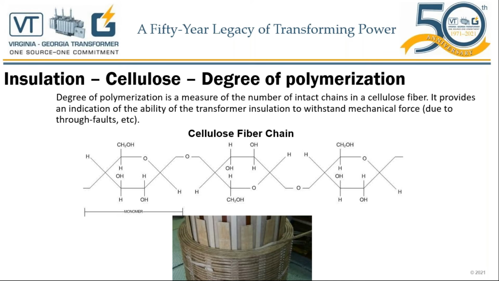This is one of my favorite slides that I like to talk to. We're going to talk about cellulose. For those of you who have seen what is in the tank of a power transformer, of course we know the oil, the conductor, the core steel, the clamps, and everything else. But the main insulation that we use is paper, cellulosic material.